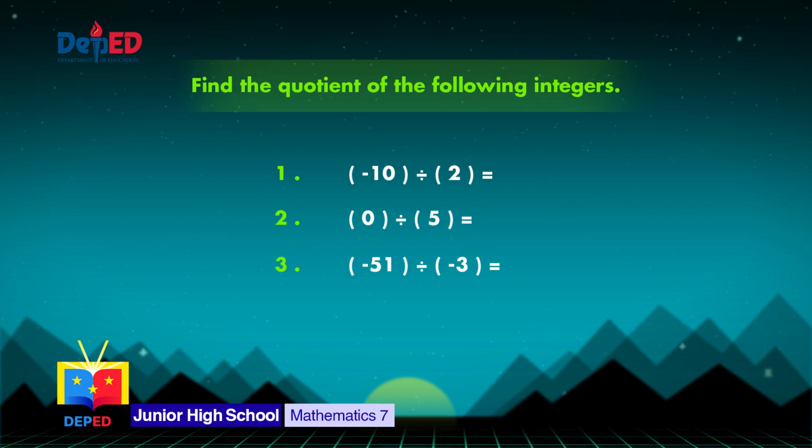Now, let's apply the rule in dividing integers. Help me in finding the quotient of the following integers. Number 1, negative 10 divided by 2. Number 2, 0 divided by 5. Number 3, negative 51 divided by negative 3. Number 1, negative 10 divided by 2. 10 is negative and 2 is positive, so they have different signs, which means the quotient is negative 5.